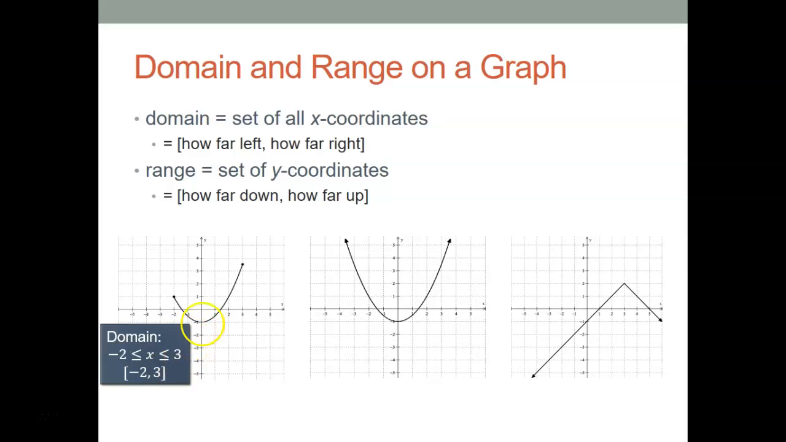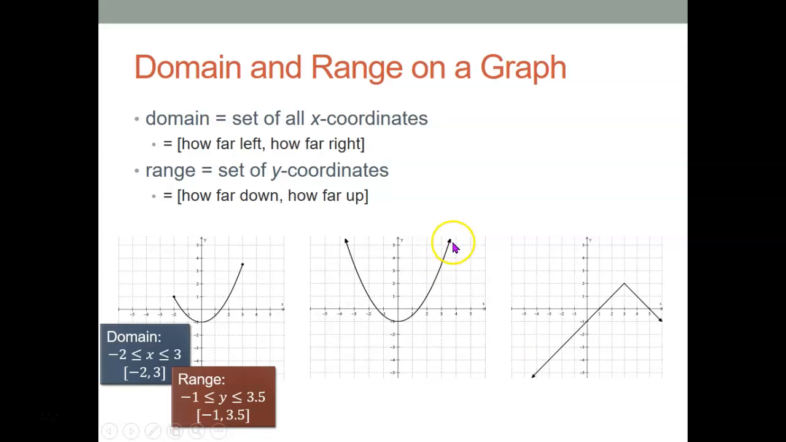And then for the range, look at the y coordinates of these points. The lowest y coordinate is down here at -1, and the highest is up here at, looks like 3.5. So that's the range. Y is between -1 and 3.5 inclusive. So from -1 to 3.5.